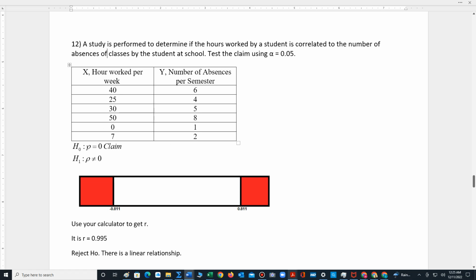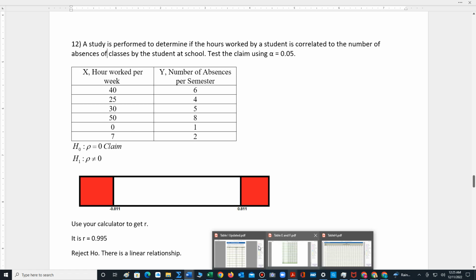Once again, H naught is rho equal to 0. That's the claim. Even though this looks like a P, it's actually a Greek letter that represents the population correlation coefficient, and it's called rho. And H sub 1, rho is not equal to 0. We calculate degrees of freedom. We count the number of pairs. 1, 2, 3, 4, 5, 6. 6 minus 2 is 4.